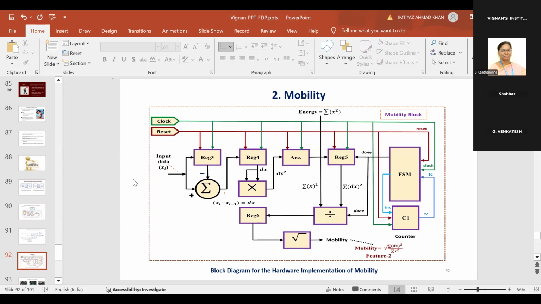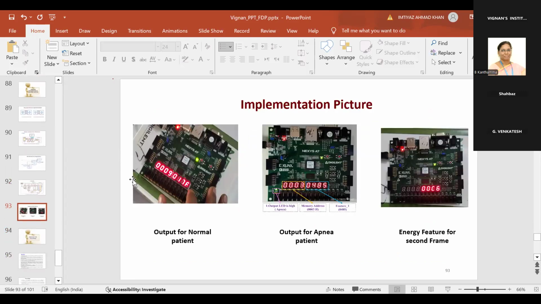In the implemented picture, you have defined the output for a normal patient, and this data output for apnea or other conditions. Your LED will be high, meaning you have detected some disease, and if the LED is not lit, it means you have a normal patient. This is the next part, which I will explain another time.